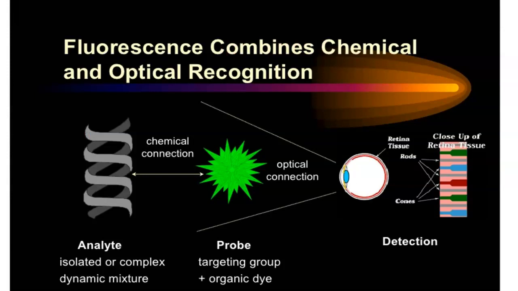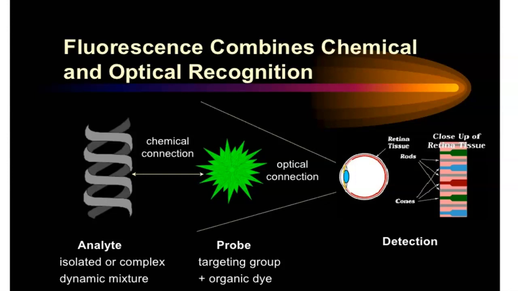The amazing thing about fluorescence is that it is actually a combination of the chemical and optical recognition, and you can use your eyes to look and see what is happening on the chemical level. An analyte is first formed. It's an isolated or complex dynamic mixture. In the example in this diagram, it looks like a double helix.